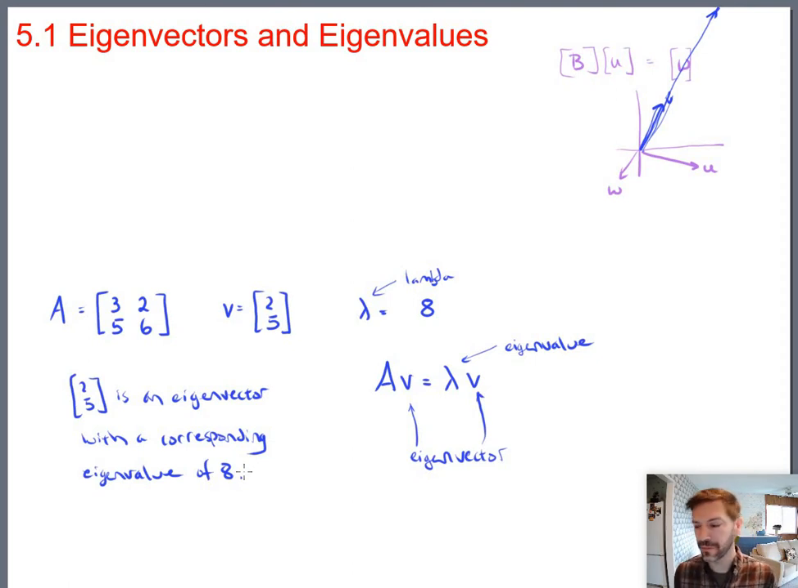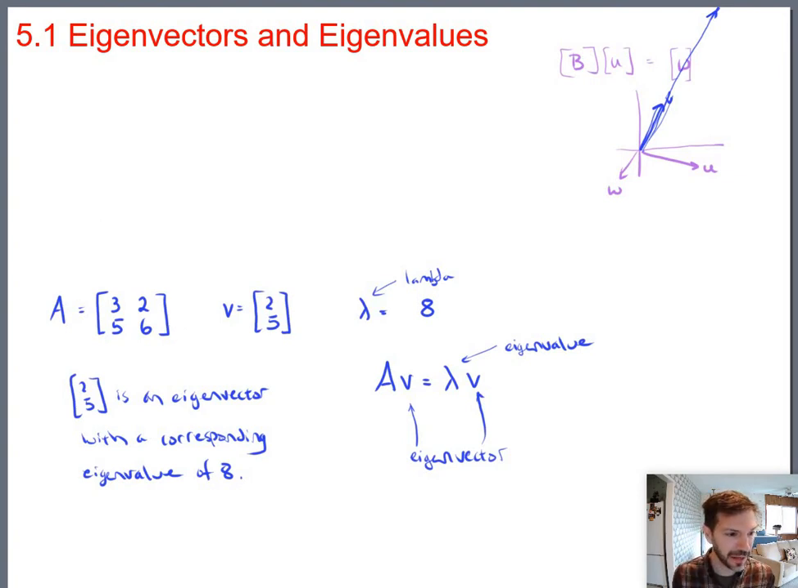And again, the usefulness here is that it's easier to multiply by 8 than it is to multiply by a matrix. Sorry, it's easier to multiply by 8 than it is by 3, 2, 5, 6. Especially if the matrix is not a 2 by 2, but maybe a 10 by 10, and instead of multiplying by that, you can just multiply by a constant. That saves yourself a lot of work.